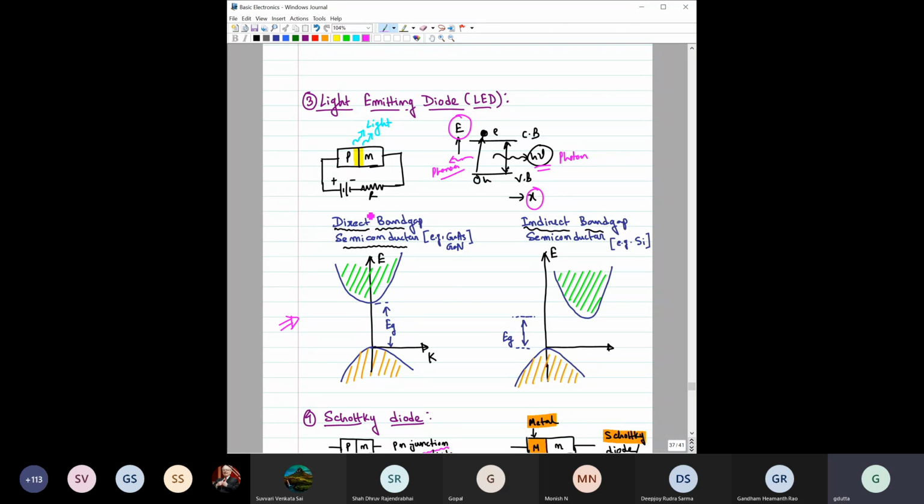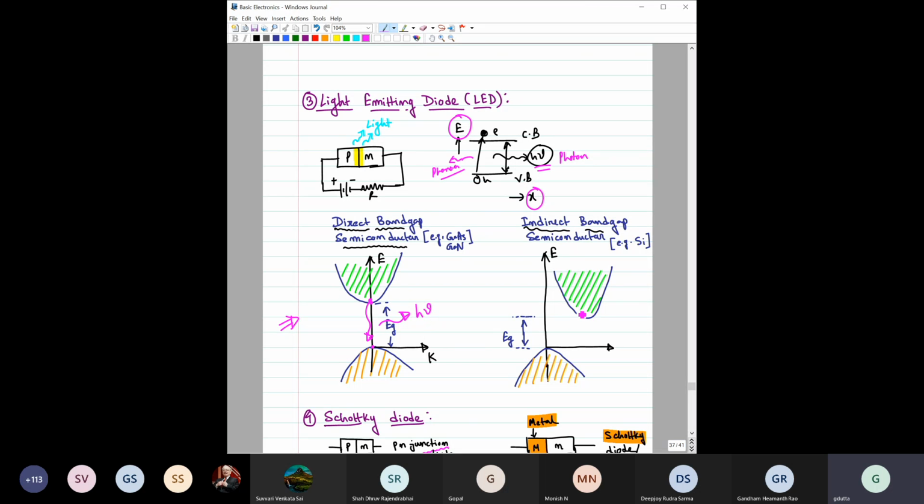And here, if you see for the direct band gap, the conduction band minimum and the valence band maximum are in the same line. So when the electron goes from here to here, it will not experience any change in momentum. So whatever that energy is, that will be radiated as a photon.